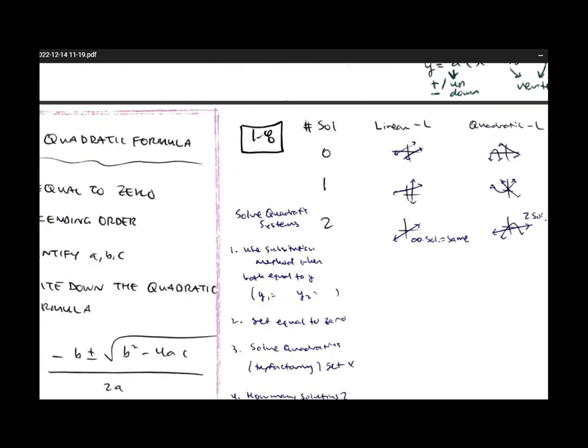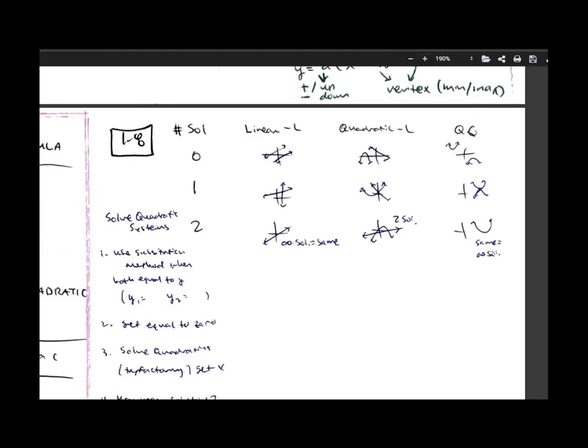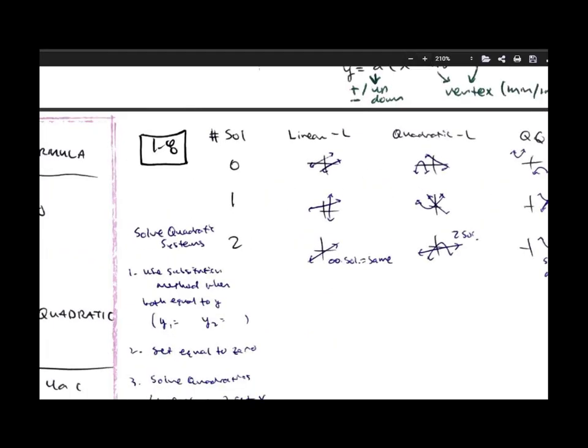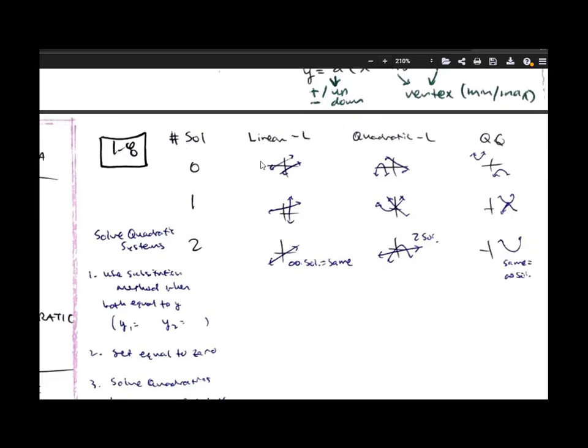1.8, we talked about solving quadratic systems. And so I just made a little chart. There's no solutions if there's no intersections. There's one solution if they cross once, and then there are infinite solutions if it looks like the same line, two parabolas on each other, or the lines, and then that one goes through 2 points.